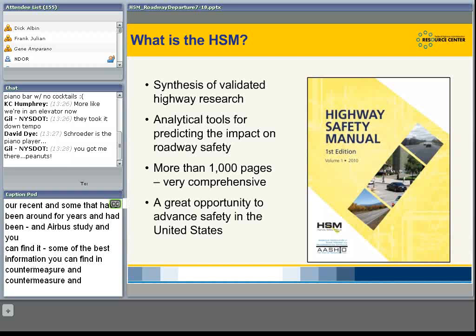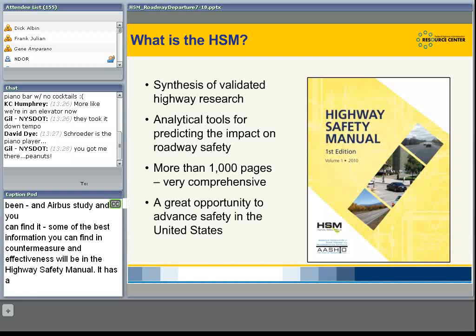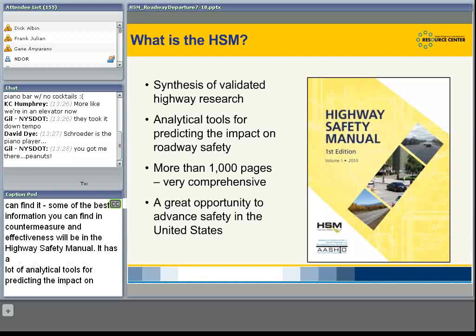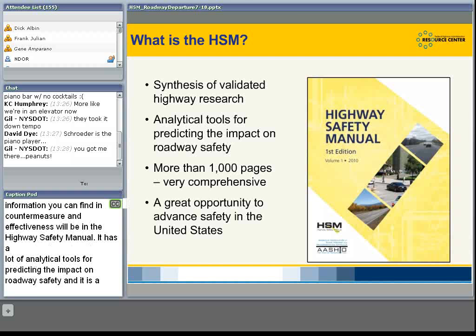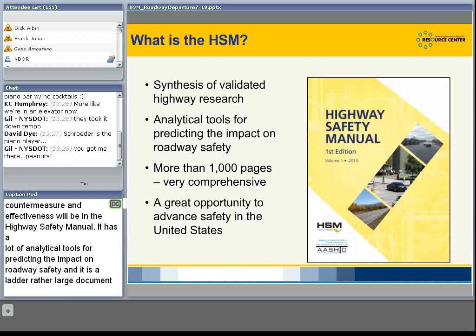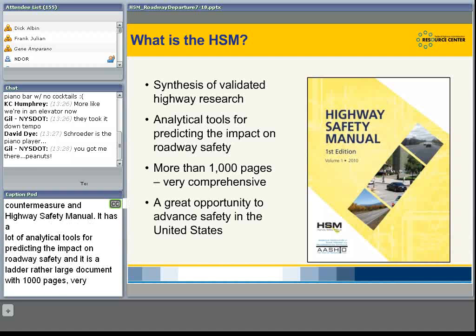It has a lot of analytical tools for predicting the impact on roadway safety. It's a rather large document with more than 1,000 pages, very comprehensive. It's a great opportunity to advance safety in the United States.